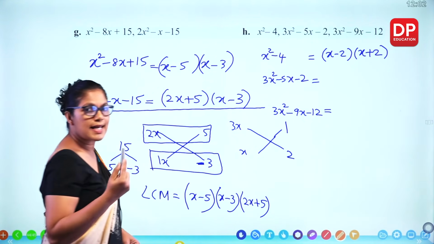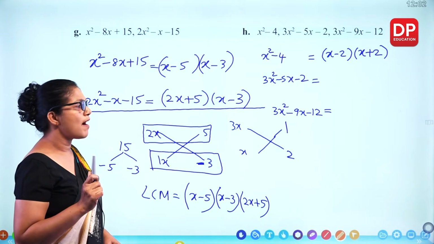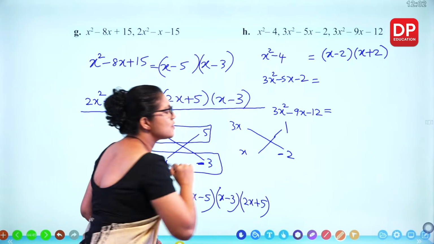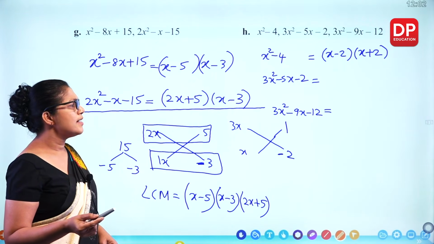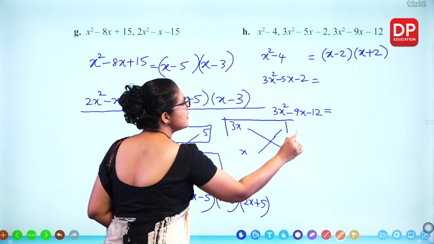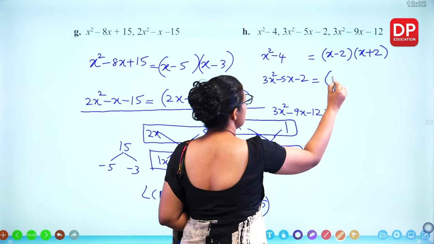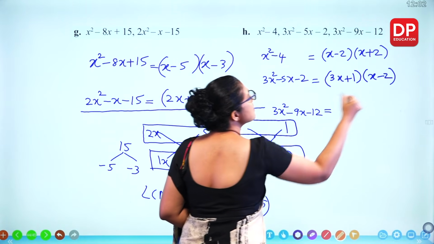Now see whether you are getting the middle term. 3 times 2, 6, and 1x. You are getting 5. Which one is negative? This one is negative, because negative 6 and plus 1 becomes negative 5. Now we know this is the correct order. So write down the factors this way. So what are the factors? 3x plus 1 and x minus 2.